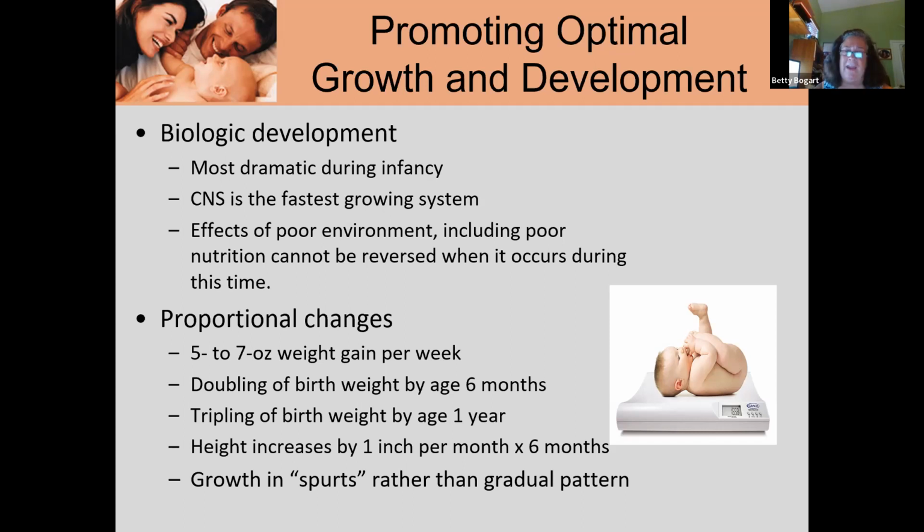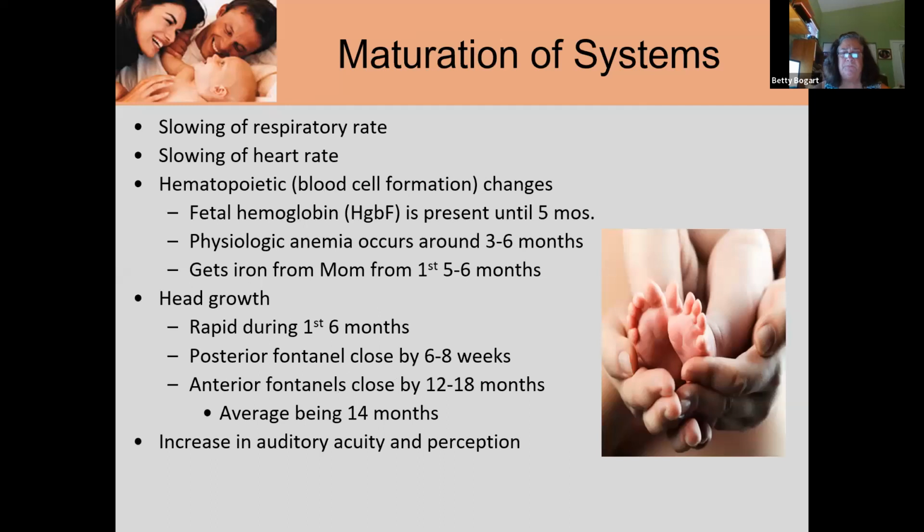They're going to be gaining 5 to 7 ounces of weight after that first week of losing some weight. Then by 6 months, they're going to double. By 1 year, they're going to triple, and their height is going to be growing. Now, you can watch an infant. They'll get pudgy, and then they'll get taller. It's like this stair step. I think in every age of childhood development, you're going to see that. They'll get pudgy, then they grow tall. They get a little pudgier, and they grow tall. It's just part of what children do.